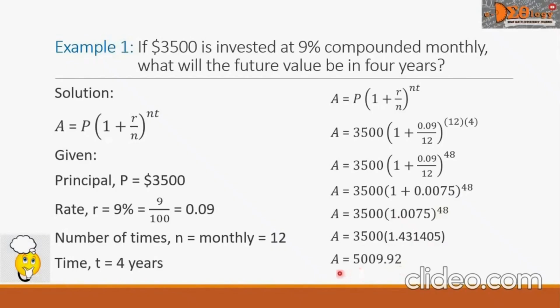5,009.92. This is the A. This is the future value in 4 years. We will not forget our dollar sign, that is our unit of the money, and this is now our final answer.